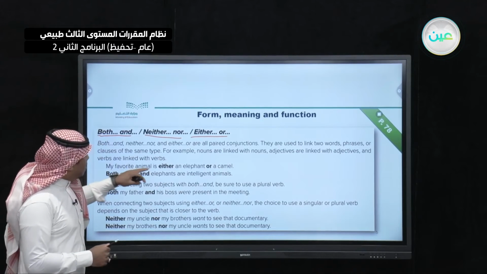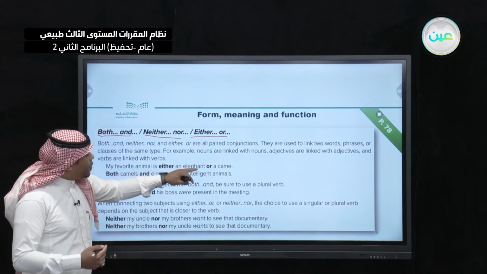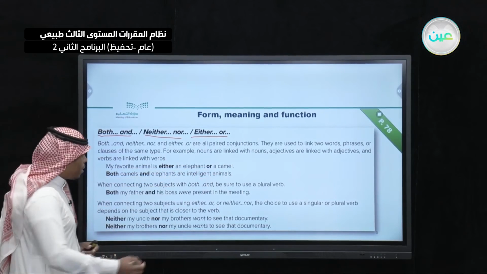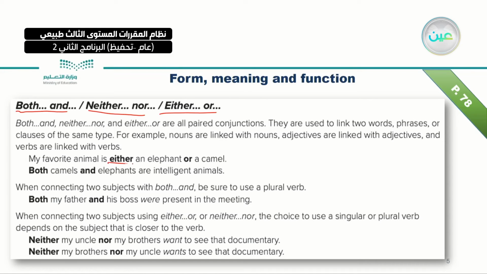So, look here. My favorite animal is either an elephant or a camel. Now look, he used either here to join what? As you can see, my favorite animal is either an elephant or a camel. So I joined two nouns, elephant and camel, as you can see. Both camels and elephants are intelligent animals. Again, I use it to join two nouns.